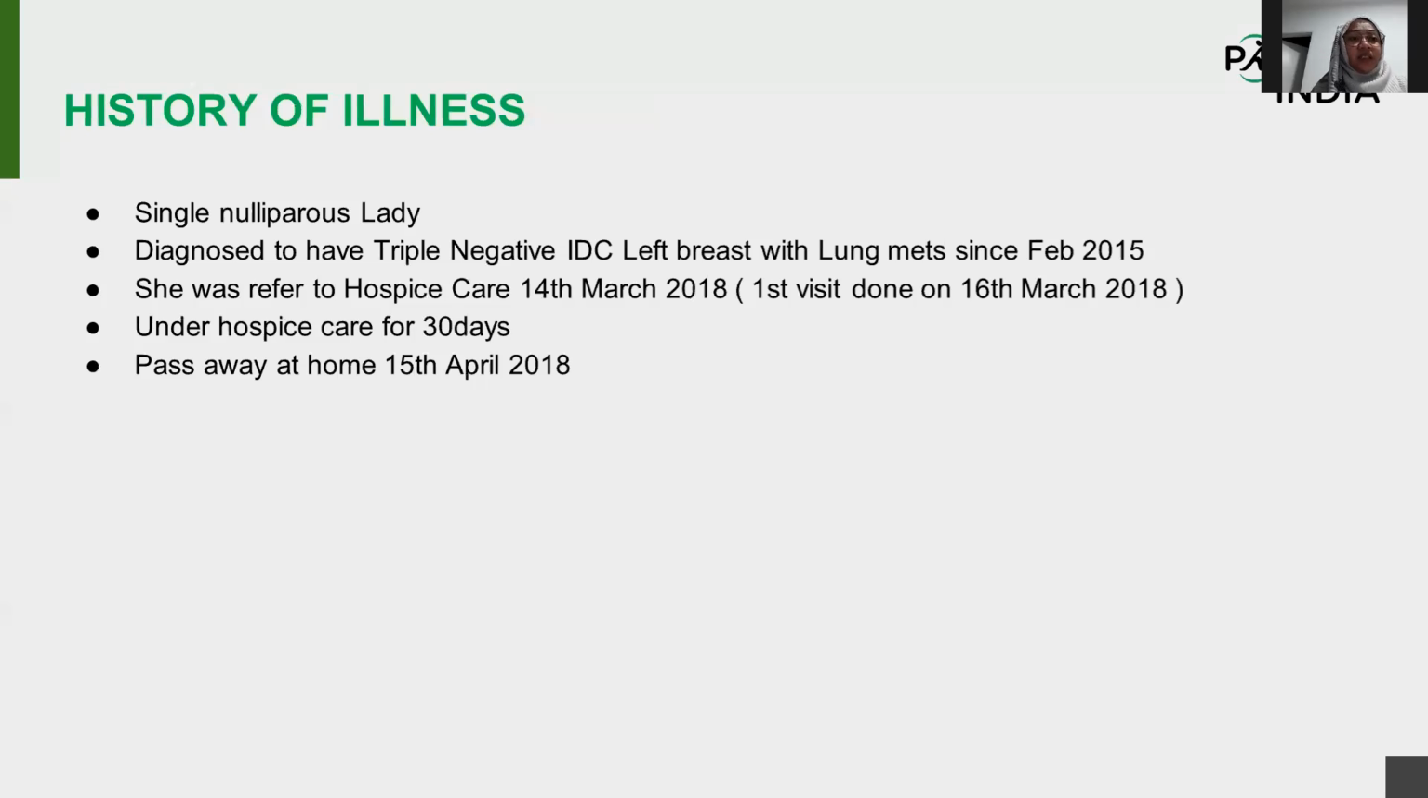History of her illness. She's a single, nulliparous lady, diagnosed to have triple negative left breast cancer with lung mets since February 2015. She was referred to hospice care on the 14th of March 2018. Our first visit was done on the 16th, 2 days later. She was under our care for 30 days and she passed away at home on the 15th of April 2018. Next slide, please.